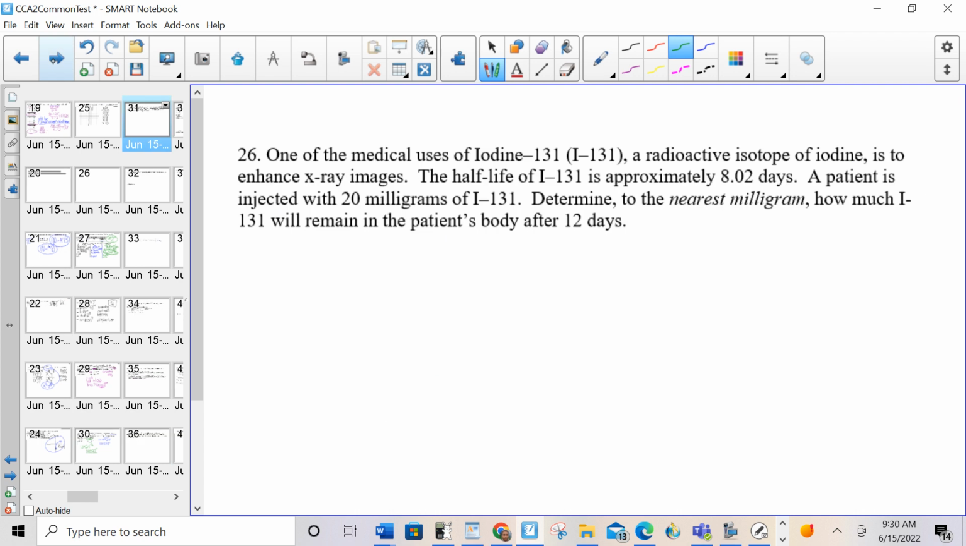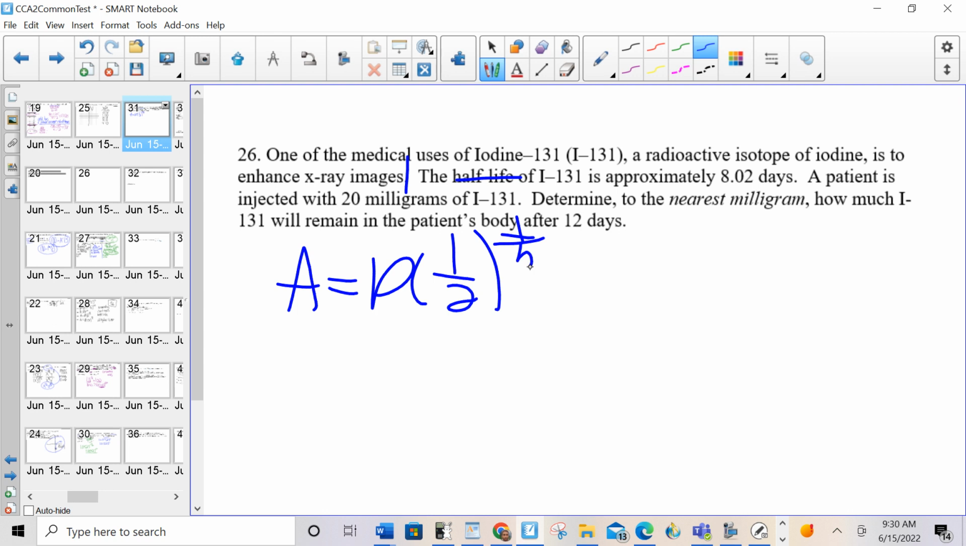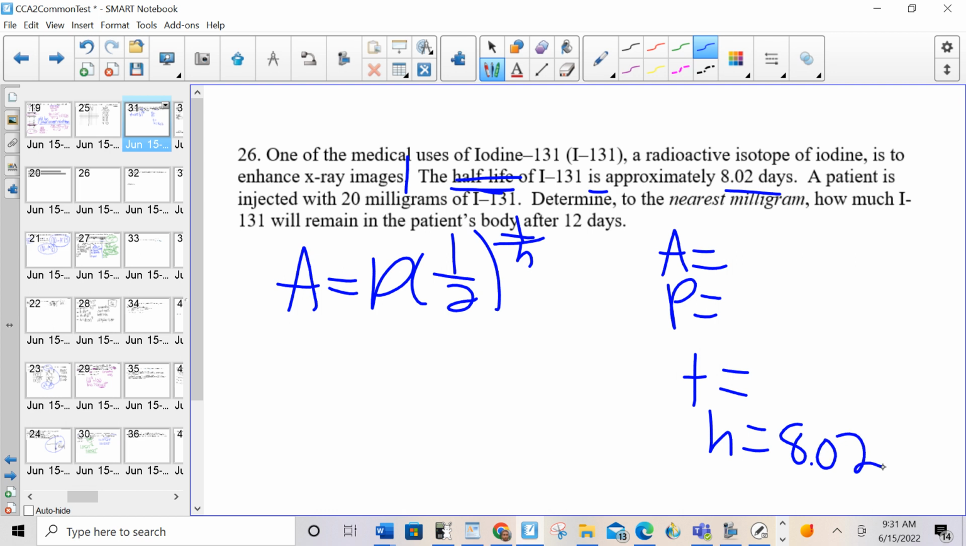One of the medical uses of iodine, I-131, a radioactive isotope of iodine, is to enhance X-ray images. The half-life is raised to T over H. This is your half-life formula: A equals, P equals, T equals, H equals. It says the half-life is 8.02. That's H. A patient is injected with 20 milligrams. That's the initial amount. Determine to the nearest milligram how much will remain after 12 days.